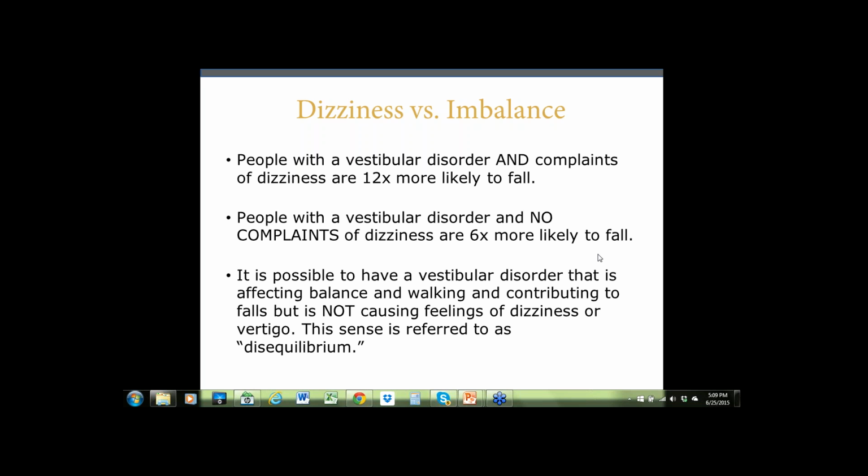But then you also have your population of people that are not complaining of dizziness and vertigo but still have an undiagnosed vestibular disorder, and those are your people with chronic unexplained repeated falls, from what I've seen. This slide is really important to show that people with a vestibular disorder and complaints of dizziness have a 12 times greater risk of falling. But the people that have an undiagnosed vestibular disorder and zero complaint of dizziness are still 6 times more likely to fall. That's why it's really important that we assess the vestibular system in older adults having chronic unexplained repeated falls, even in the absence of complaints of dizziness and vertigo.